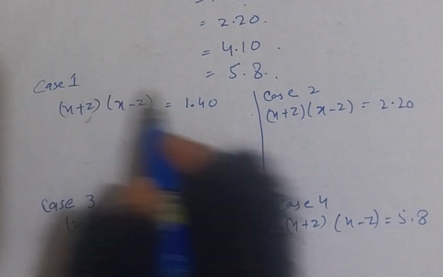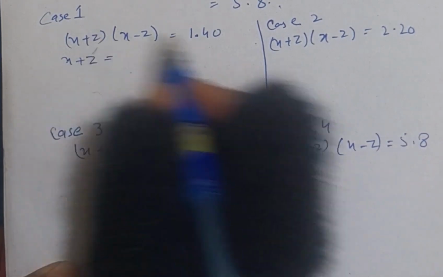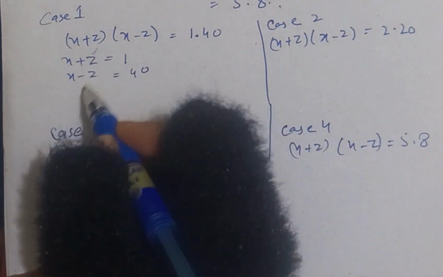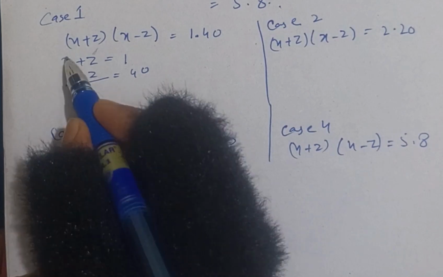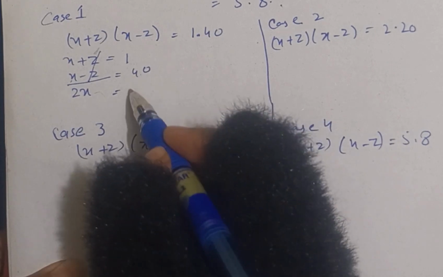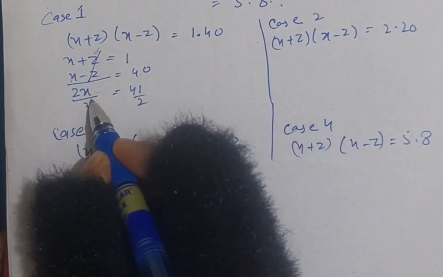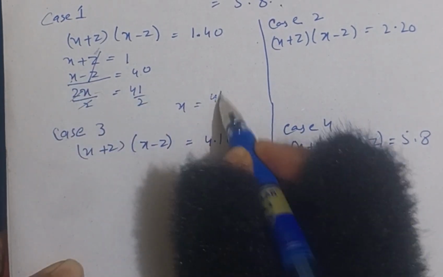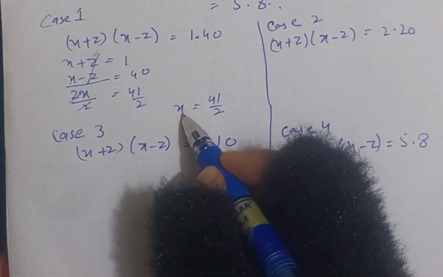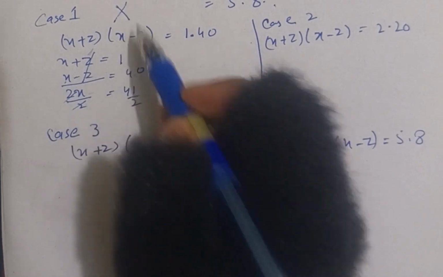Now look at case number 1. Using case number 1, this implies x plus z is equal to 1 and x minus z is equal to 40. If we add these two equations, we get 2 times x, because plus z and minus z will cancel. The right hand side will become 41. Now divide this equation by 2 on both sides. This 2 and 2 cancel. We just get x is equal to 41 by 2. In our question, we find the values of x, y, and z in integer form, so this is not an integer. So we do not use case 1.